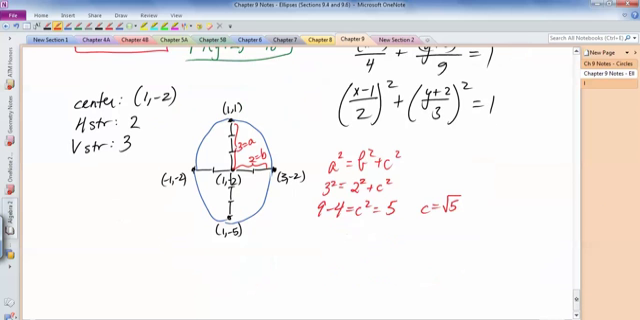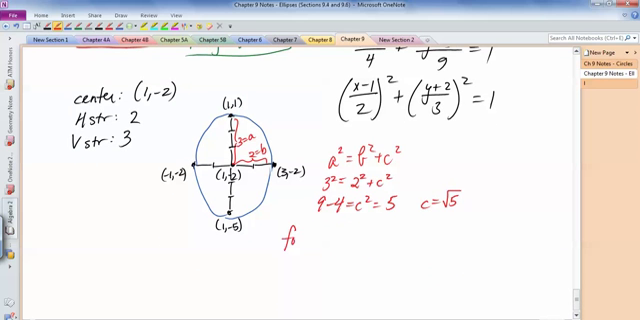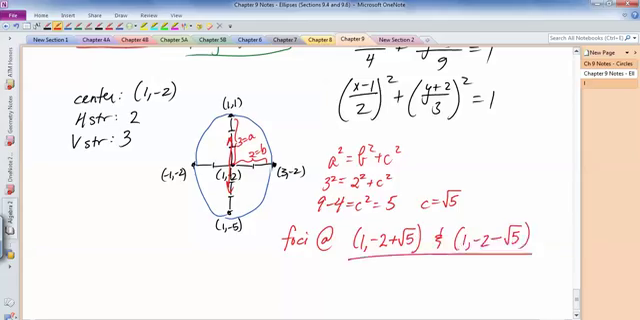So then I can figure out that my foci are going to be at, and then I take my center point, and the foci have to go up and down in this case. They can't go left and right because I need to move along the major axis. So the foci will be at 1, -2, where I go up √5, and 1, -2, where I go down √5. So there are my focal points.